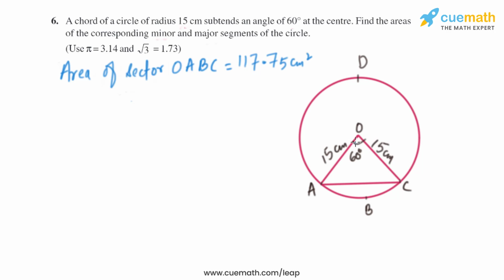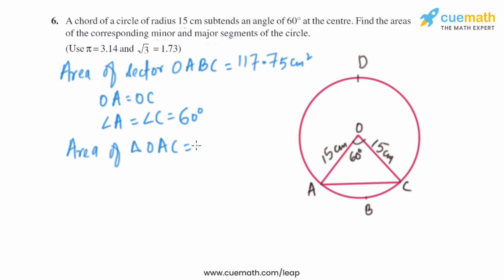Now let's find the area of triangle OAC. To find it, what can we do? As it is given in the question that OA is the radius and OC is also the radius, both sides are equal, which means angle A equals angle C. Since the angle at O is 60 degrees, the sum of these two angles is 120 degrees, and as they are equal, angle A and angle C are 60 degrees each, which means this is basically an equilateral triangle. So let's find the area of triangle OAC.